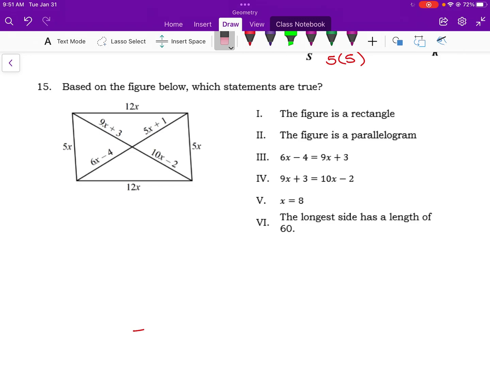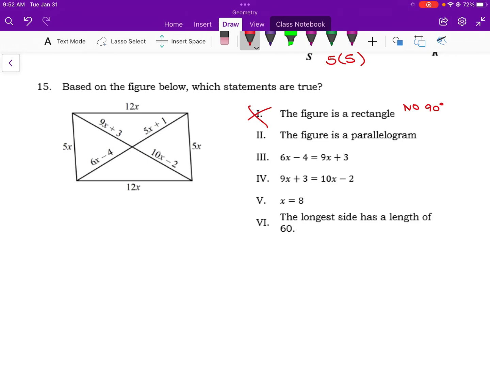So we're trying to determine, based on the information below, which statements are true. Is it a rectangle? In order for this to be a rectangle, it needs to have 90-degree angles. We're not seeing the 90-degree angles. So no 90-degree angles that are actually labeled.